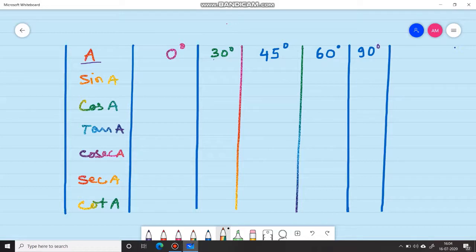For this, the first step is to start with 0. First write down 0, 1, 2, 3, 4. Now the second step is to divide all the numbers by 4. So 0 by 4, 1 by 4, 2 by 4, 3 by 4 and 4 by 4. Now the third step is to put the sign of square root.